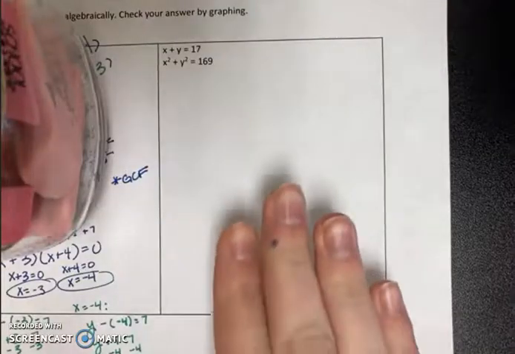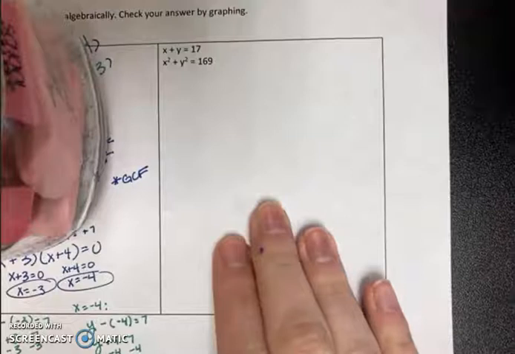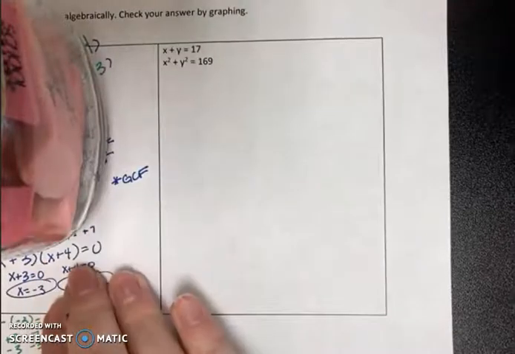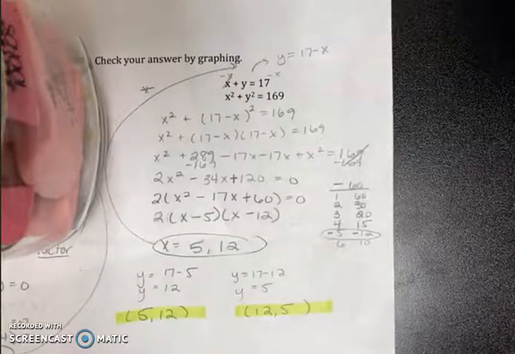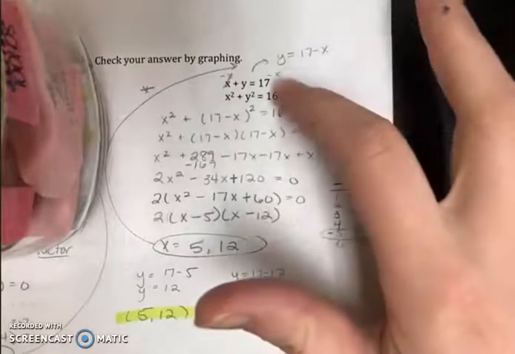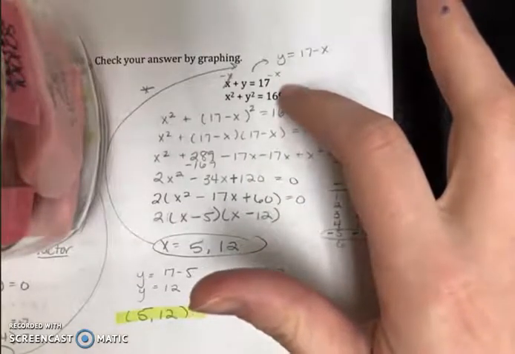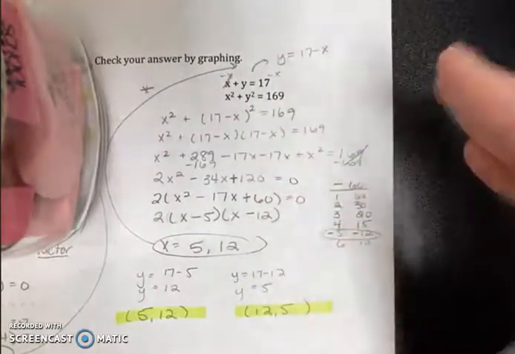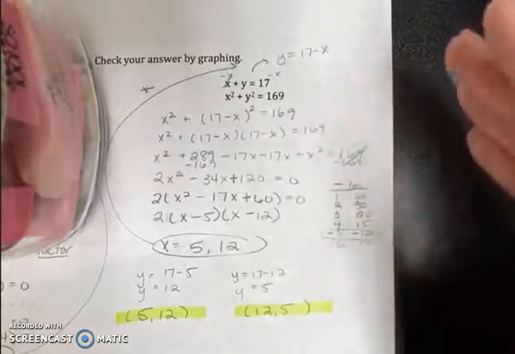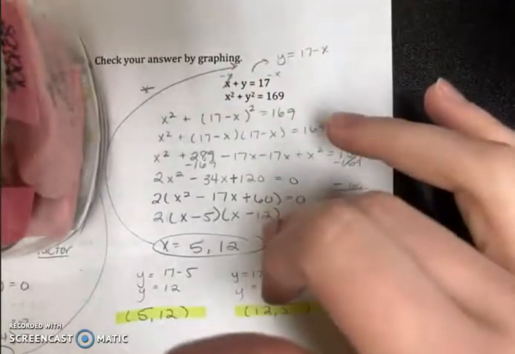I would like for you to try this one using the first as a reference. When you are done, hit play so you can check your work, and I'll talk about a few things with this problem. The first thing you should have done is rewritten the linear equation so that it's either x equals something or y equals something. It didn't really matter, but if you did x equals something, your work will look a little bit different than mine.